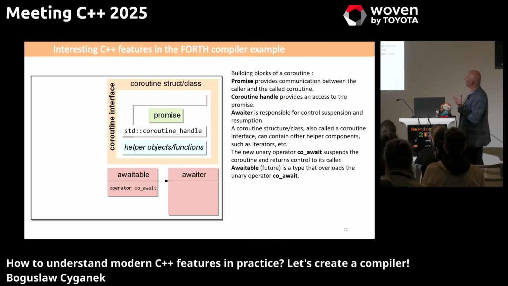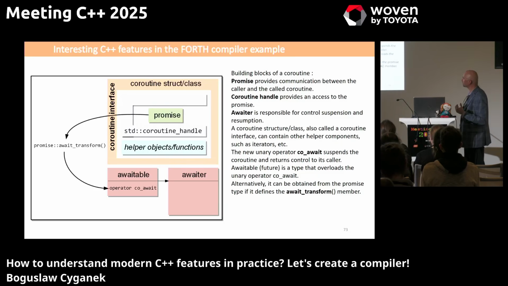And the unary co_await is usually overloaded in so-called awaitable objects. So you see how many objects are interacting here. This is what makes coroutines a little bit difficult to understand at the beginning.